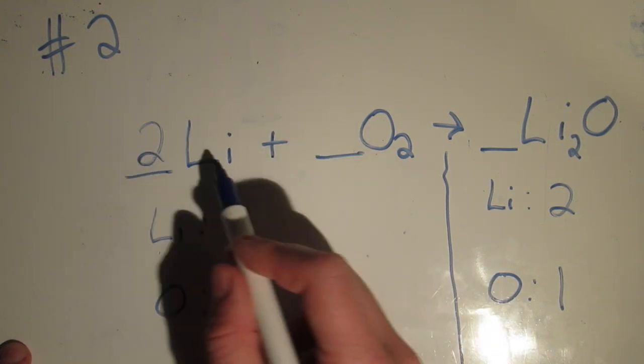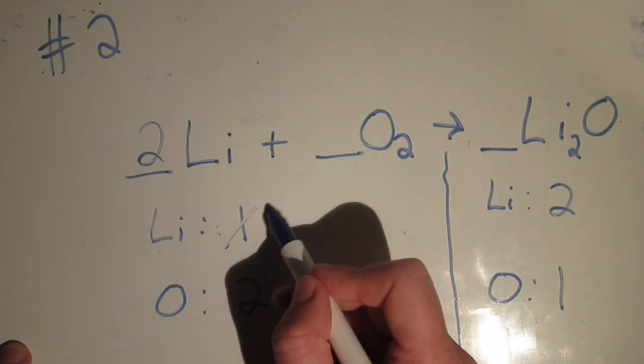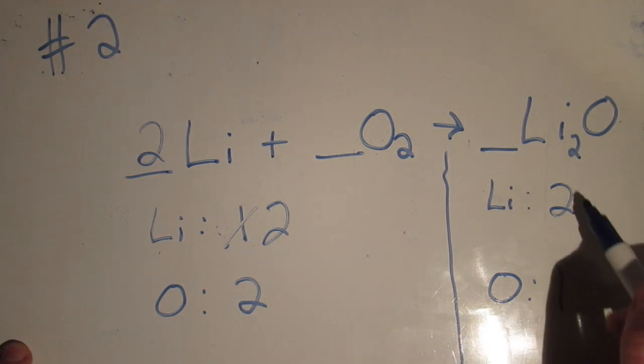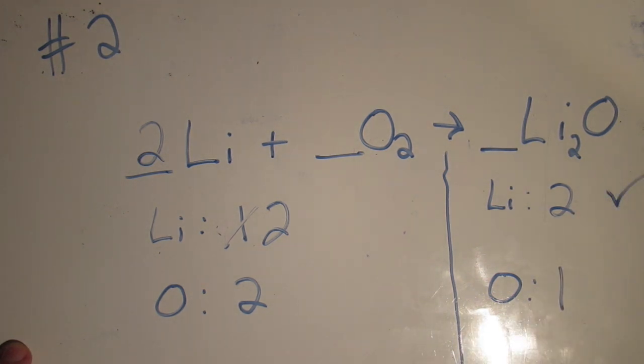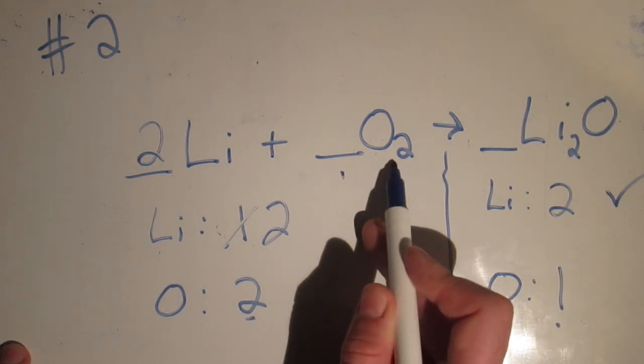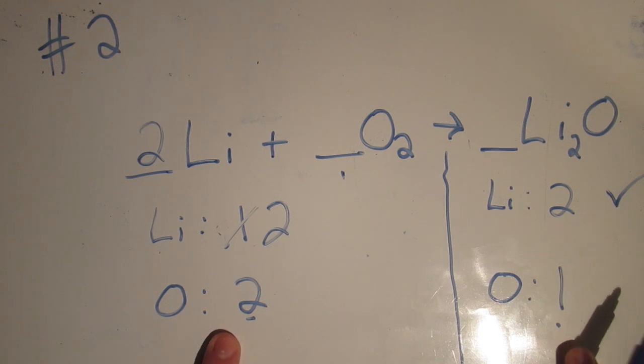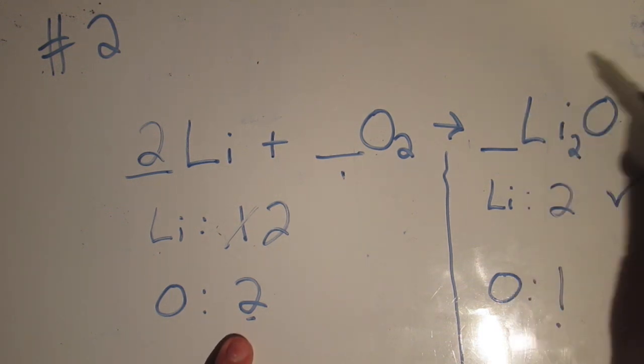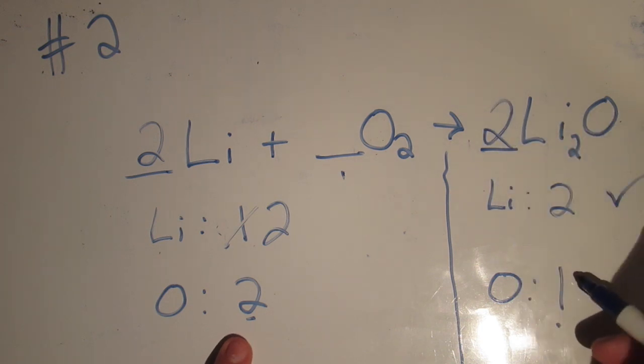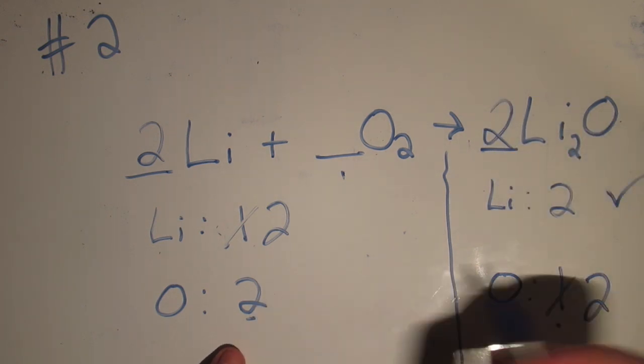Okay, so then this 2 times 1 becomes 2. So lithium's good. Okay, but the oxygen over here we have 2, here we have 1. So we don't want to put anything here, because we have more over here. We want to put something over here. So something times 1 to give us 2, well, that would be 2. Easy. So now we have 2, 2.